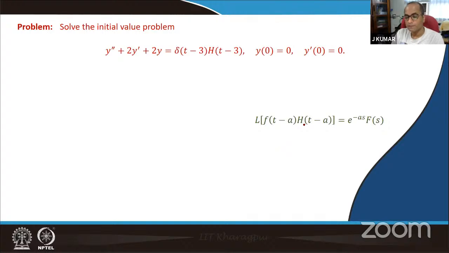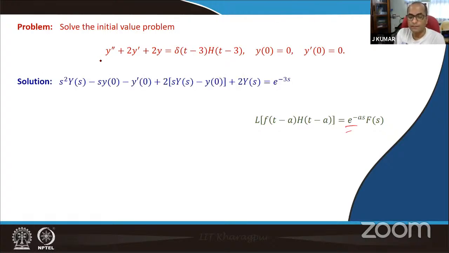This is a Heaviside function, so the value exists when t is greater than or equal to a. Here the formula says that it is just e to the power minus as times the Laplace transform of f(t). So the Laplace transform of delta, and e to the power minus 3s will come.